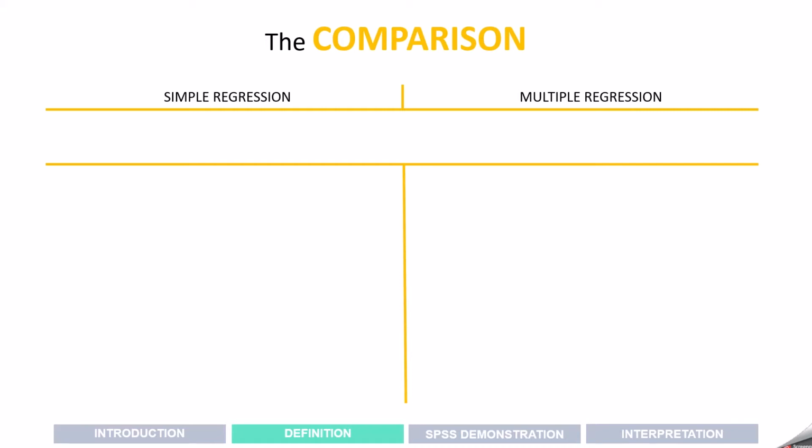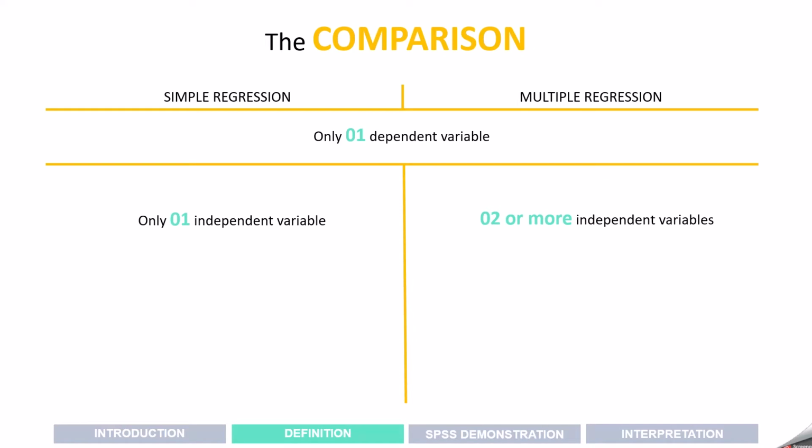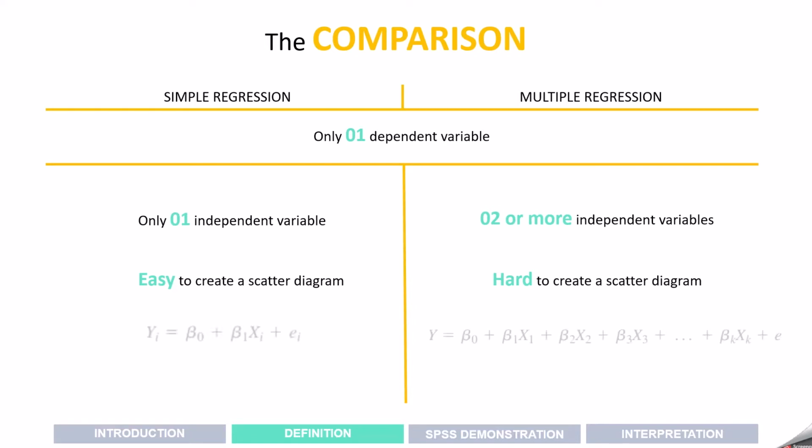They share the same similarity, which is only one dependent variable for the two. Simple regression also has one independent variable, but multiple regression has two or more independent variables. For simple regression, it's very easy to create a scatter diagram, but on the other hand, it's very hard to create a scatter diagram for multiple regressions, since they have so many dimensions.